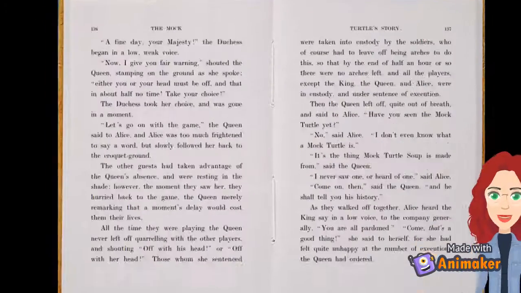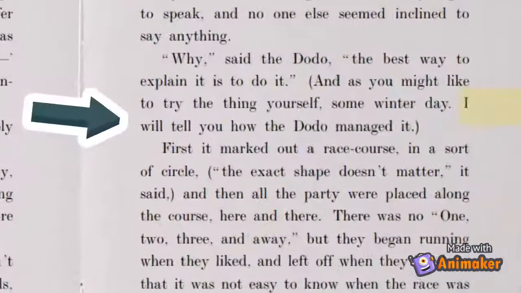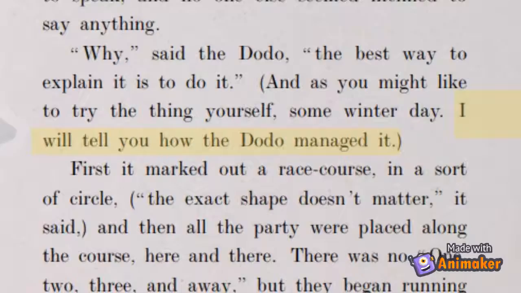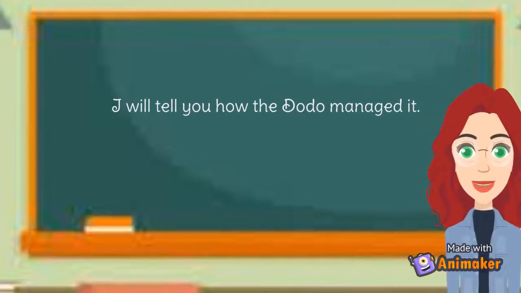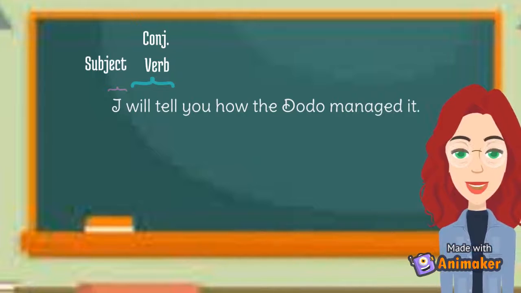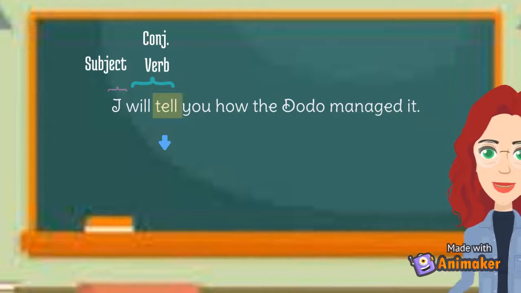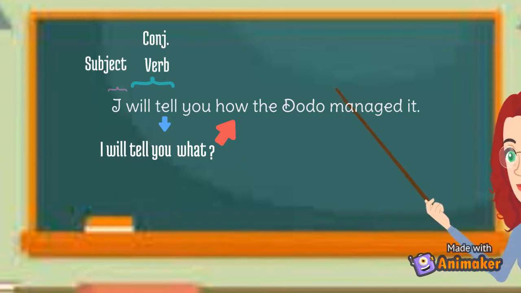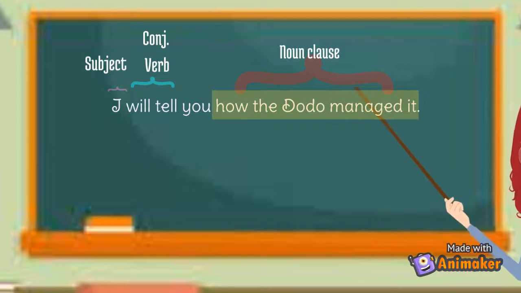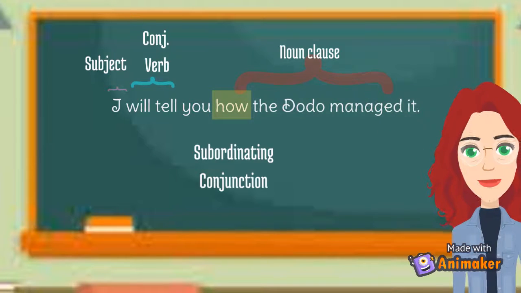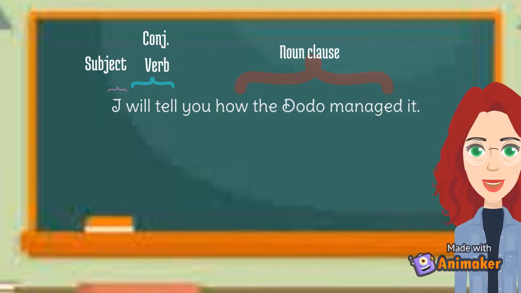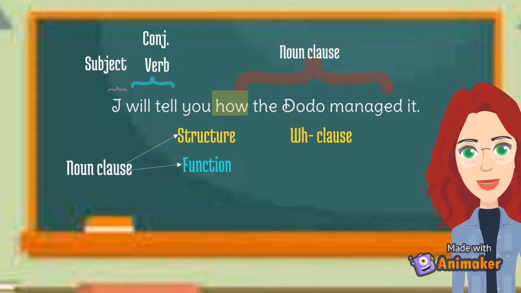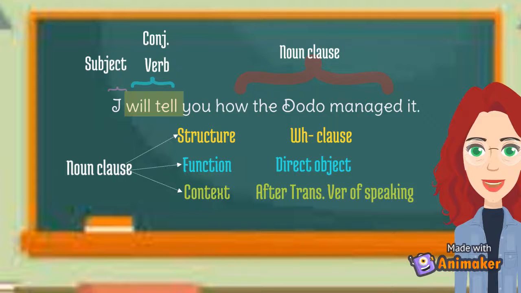Let's continue with page 33. In the following complex sentence, I will tell you how the dodo managed it, we find the subject I, and the conjugated verb will tell, in which the main verb is a transitive verb of speaking, answering the question what, and giving us the noun clause, how the dodo managed it, as an answer, in which the subordinator is how. This subordinate clause has the structure of a WH clause, the function of a direct object, the context after a transitive verb of speaking, and the main use as a statement.